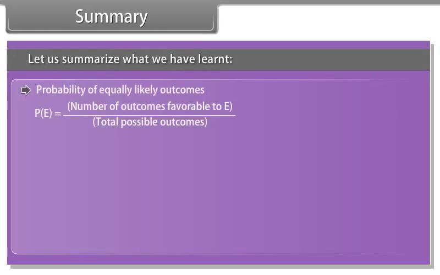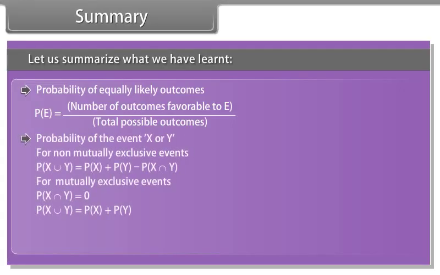Probability of equally likely outcomes. P(E) is equal to number of outcomes favorable to E by total possible outcomes. Probability of the event X or Y. For non-mutually exclusive events, P(X union Y) is equal to P(X) plus P(Y) minus P(X intersection Y). For mutually exclusive events, P(X intersection Y) is equal to 0. P(X union Y) is equal to P(X) plus P(Y).